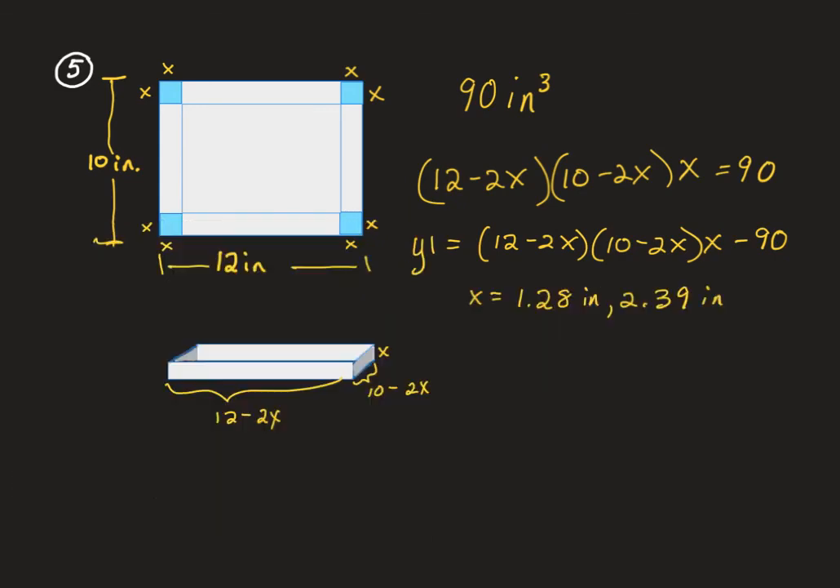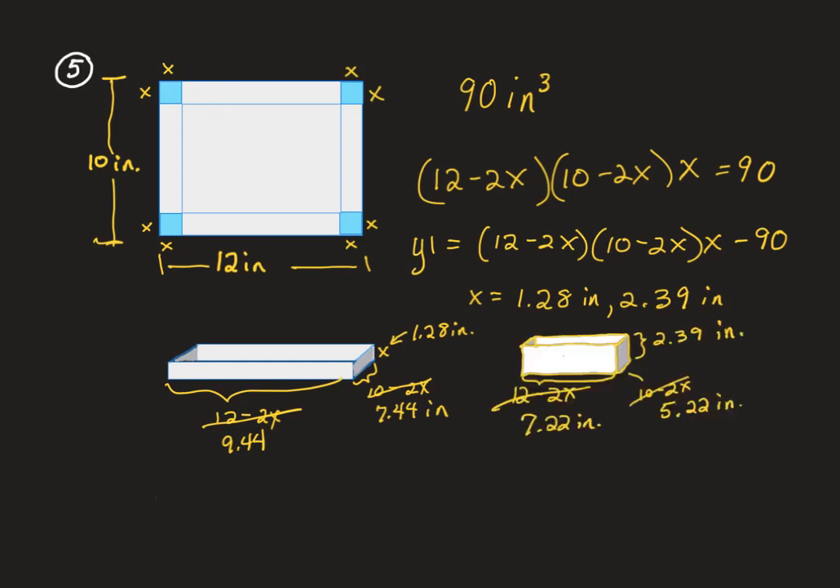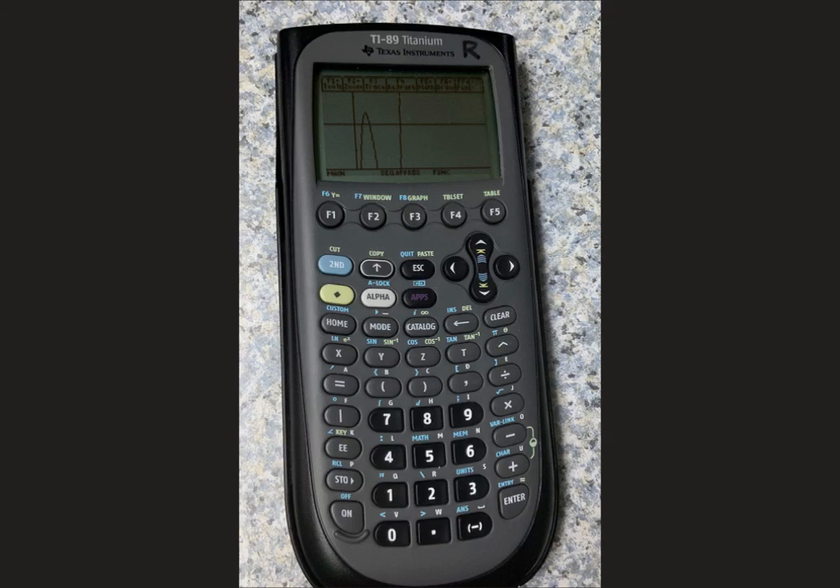Yay! So here are our approximate answers. 1.28 inches will give you a box with these dimensions, while if we cut out squares with sides 2.39 inches, we will get a box that looks more like this, with these dimensions. I hope you've enjoyed getting to know your TI-89 Titanium calculator, your new best friend.